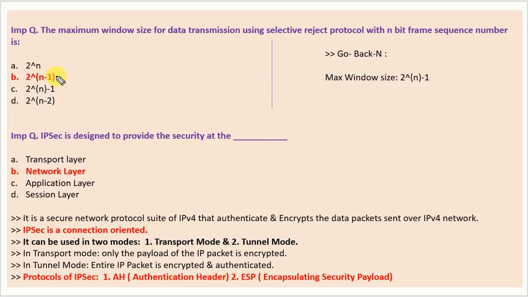Okay, so you have to remember that the maximum window size for the selective reject protocol for n bit sequence number is 2 raised to power n minus 1, and for go back n it should be 2 raised to power n minus 1. So just write it down somewhere. This is also a very important question.